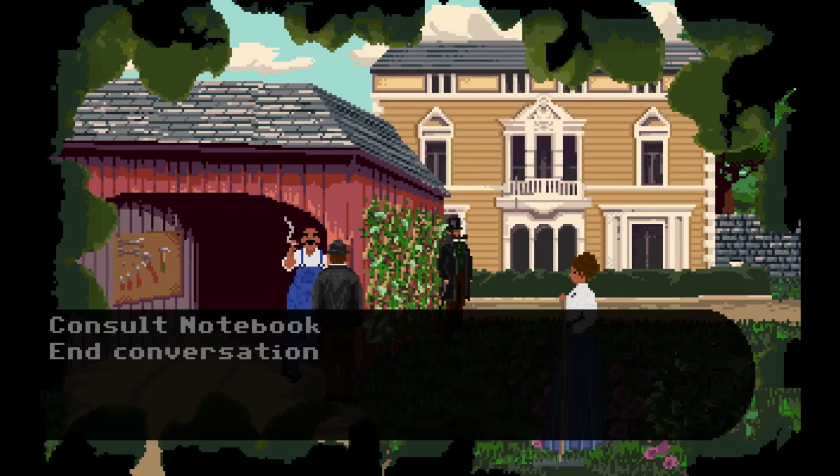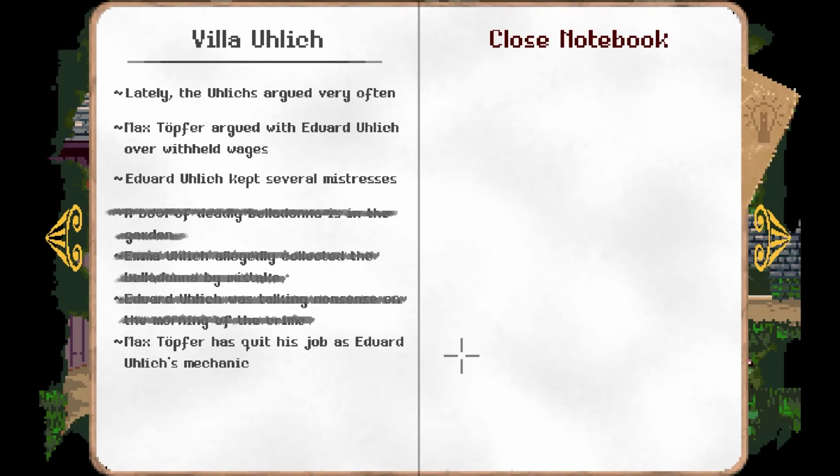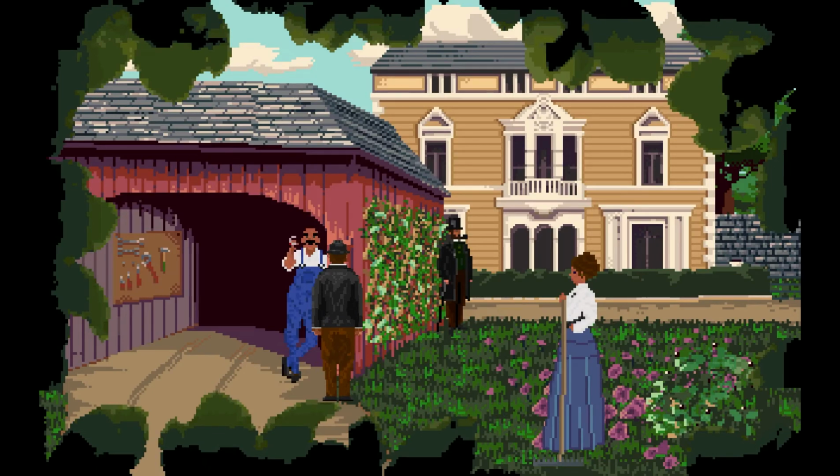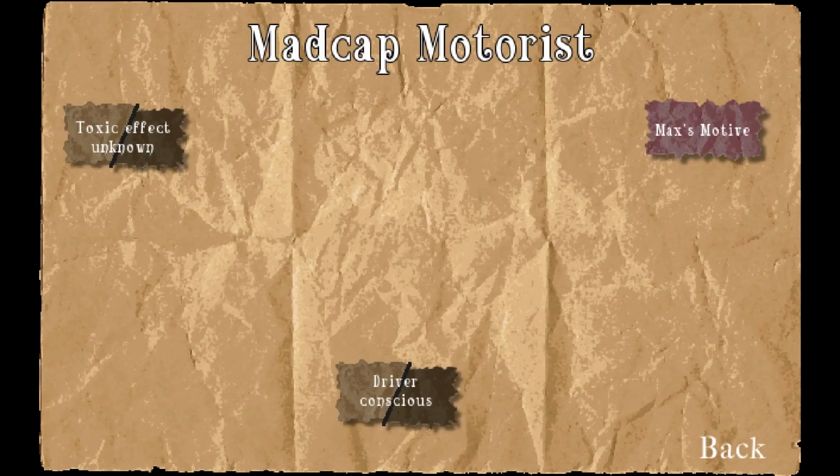I keep forgetting how to close the notebook. Für den Moment, wie Sie wünschen. Let me see if I can. There we go. Put those two things together. War der Streit zwischen Max Töpfer und Eduard Uhlich heftig genug, um als Mordmotiv herzuhalten? I don't know.